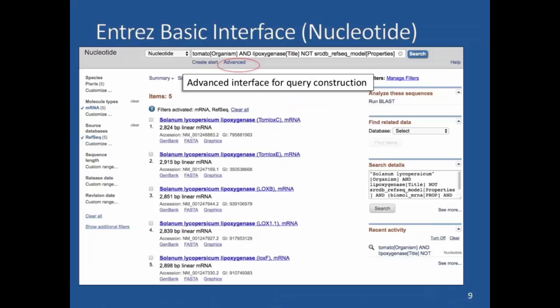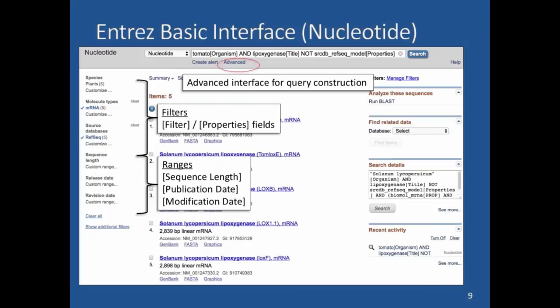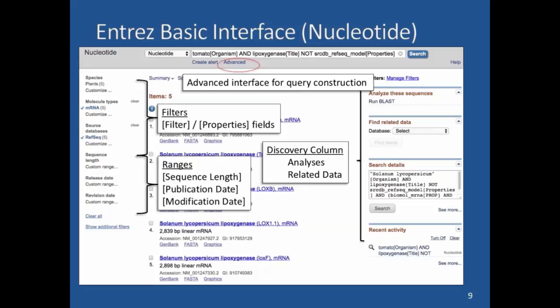There's a basic interface, and here's the basic interface for nucleotide, which is a complex Boolean type query. I could construct a query like that through the advanced interface. I'm going to show you that in just a minute, just to show you a little bit of structure of the web pages. There tend to be filters on the left-hand side that will let you filter by different properties of the particular records you're looking at.